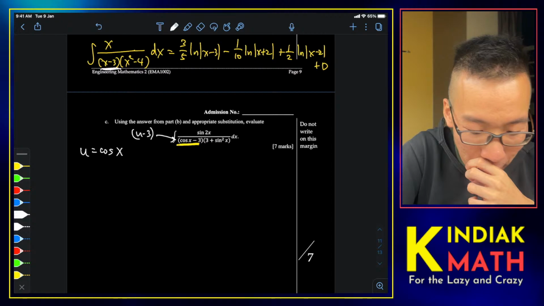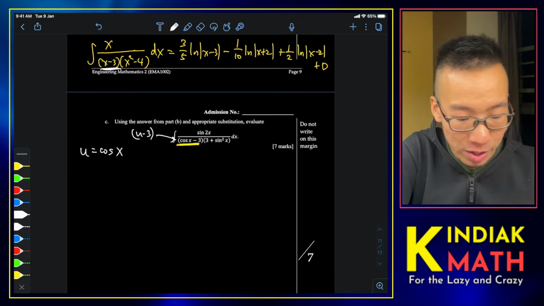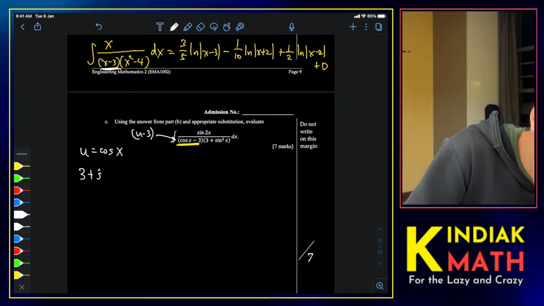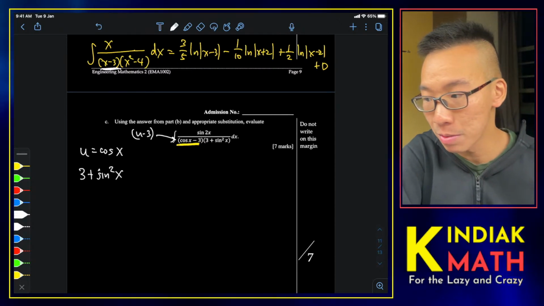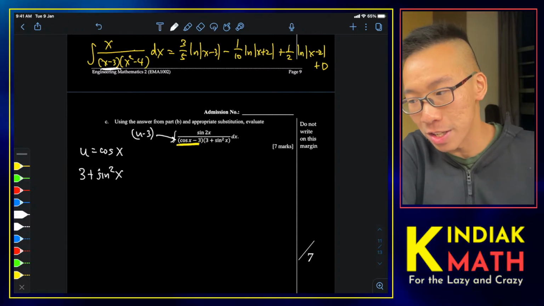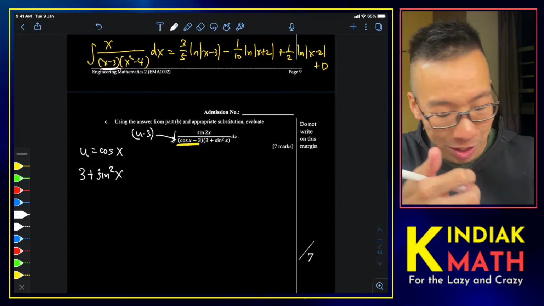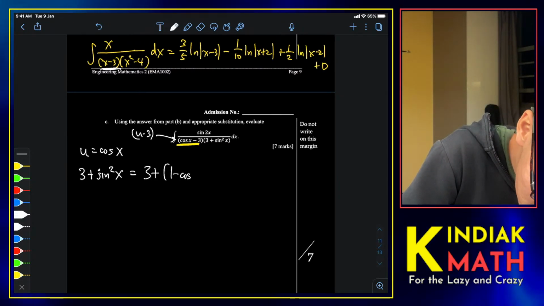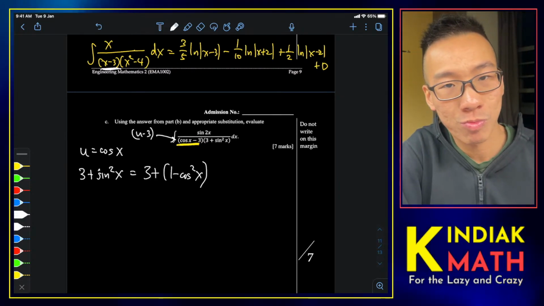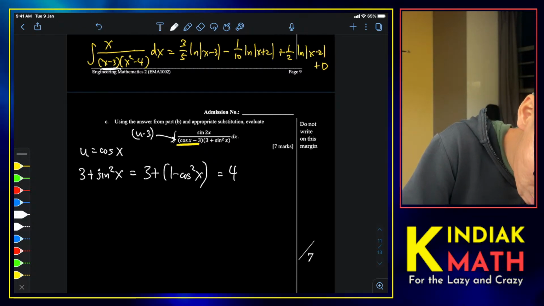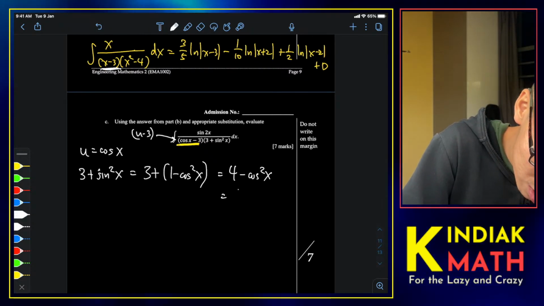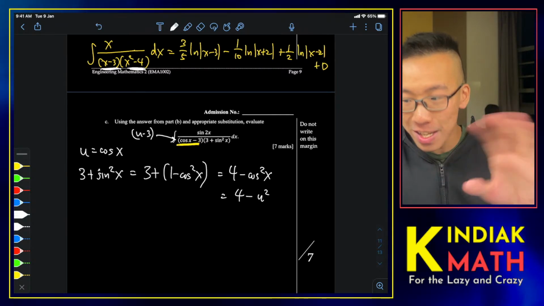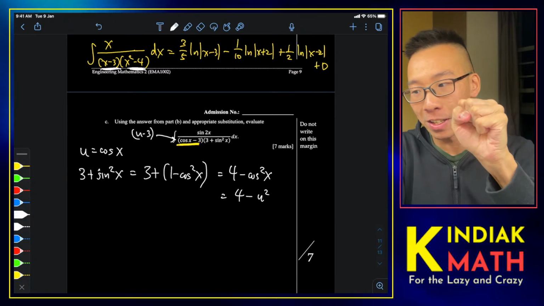So this is the part over here which is a little bit more interesting. Now, at this point in time, what's 3 plus sine squared x? It's kind of strange because we don't really know what to do here until we remember that sine squared x is 1 minus cosine squared x. Which means we get 4 minus cosine squared x, which is 4 minus u squared, which looks a lot like this expression. Not exactly the same, but it looks a lot like it.